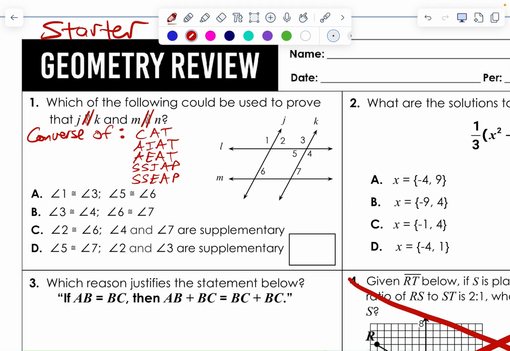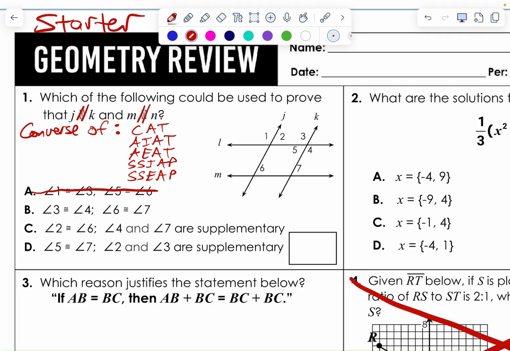A good strategy is just to go through the options, since there's numbers everywhere on our lines. We don't know exactly what's given, so let's just do a process of elimination. If angle 1 and 3 are congruent and 5 and 6 are congruent, does that prove both sets of lines are parallel? Well, if 1 and 3 are congruent, which lines are for sure parallel? That would be J and K by the converse of corresponding angles. But 5 and 6 are on different lines.